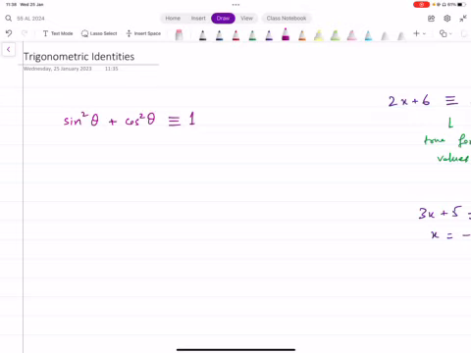We have another one, which is tan theta identical to sine theta over cos theta. This is another relationship that we've got between these functions. Tan equals sine over cos.